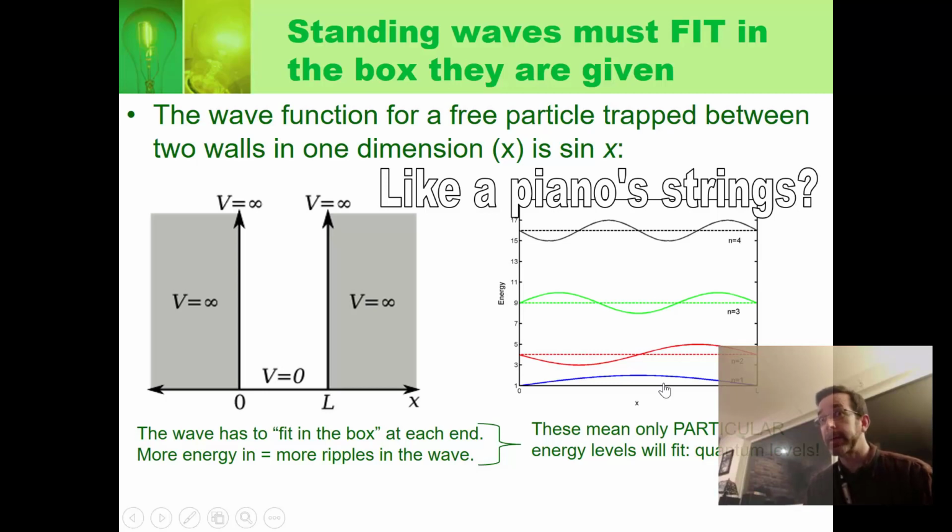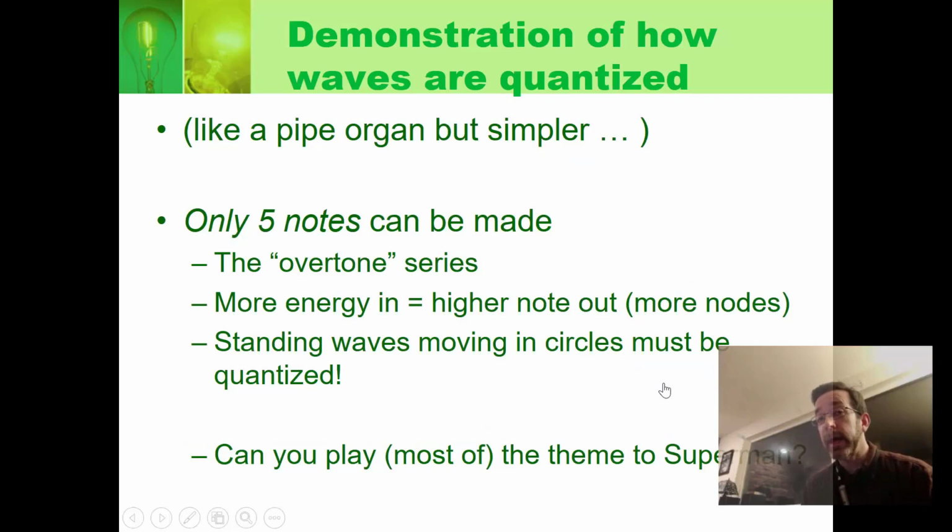And remember, when I say particle, it's also a wave. So notice how you have more nodes. Each node is where it crosses this sort of zero line for the energy. And you get more nodes when you add more energy. But you don't have any halfway energies.